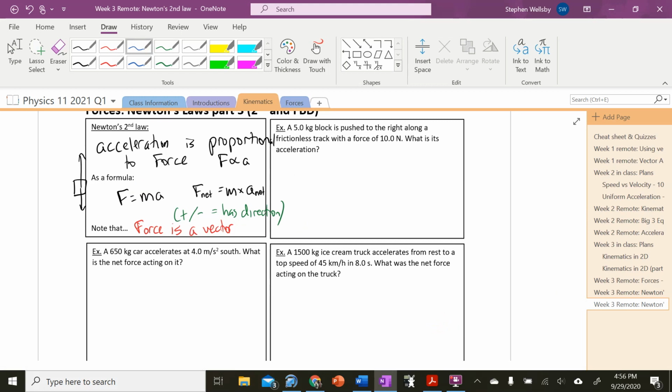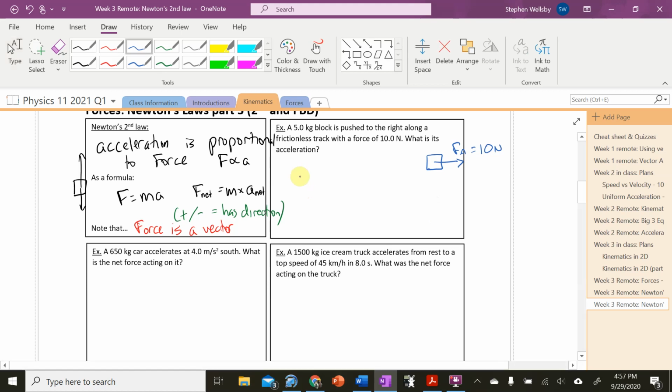So we have a 5 kilogram block being pushed to the right, so there's an applied force, we're going to call this FA, and it's along a frictionless track, so there's no force opposing it, and this force is equal to 10 newtons. What is its acceleration going to be?